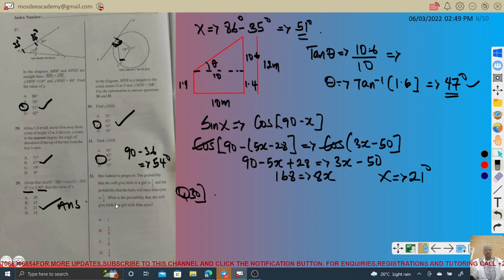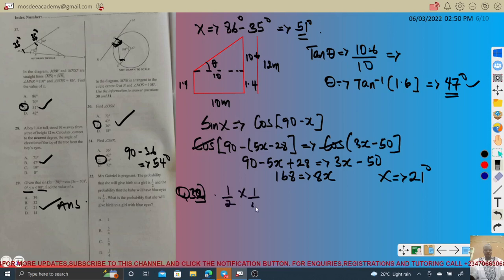The last one for this page, which I'm going to do here, is question 32. I am managing space and time at the same time. It's not easy, relativity. So let's check. Question 32 says, Mrs. Gabriel is pregnant. The probability that she will give birth to a baby girl is 1/2, and the probability that the baby will have blue eyes is 1/4. What is the probability that she will give birth to a girl with blue eyes? That is both, the first one and the second one. That is 1/8. Everybody can do this.